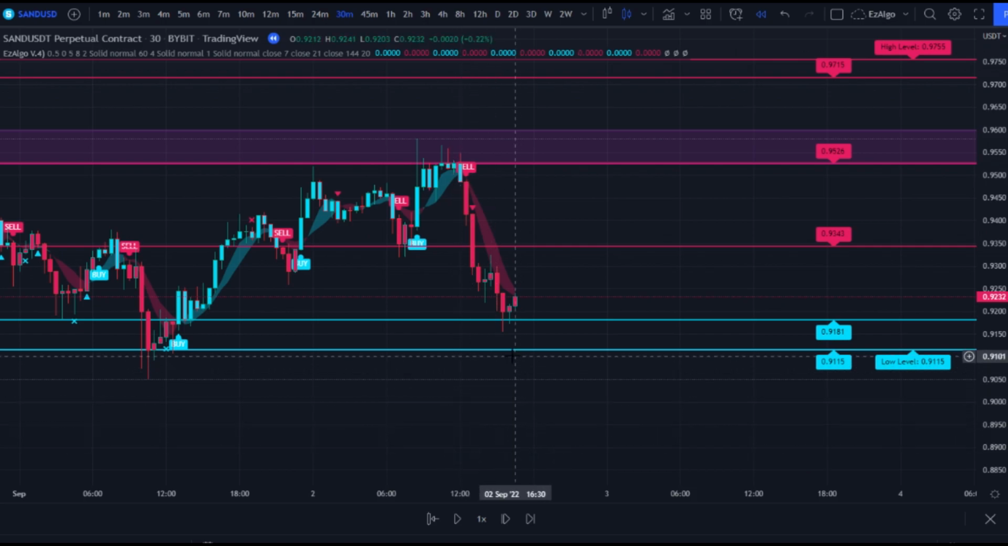So right off the bat, this is also a swing failure of an EzAlgo level, but we really want to catch the most extreme level. So that's why I like to swing failure the low and the high levels on EzAlgo. And I'm on the 30-minute time frame. I definitely recommend when you're using this to start out on a higher time frame, like the 30-minute or 1 hour. Then you can try to go down to the 15 or 5-minute. But really, when I'm catching swing failures, I'll only use it on the 30-minute or the 1 hour time frame.